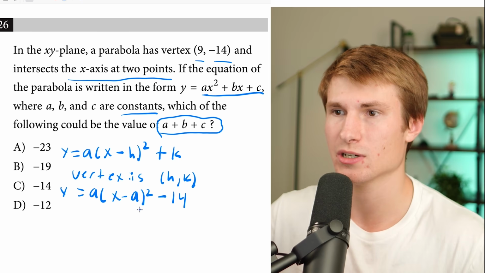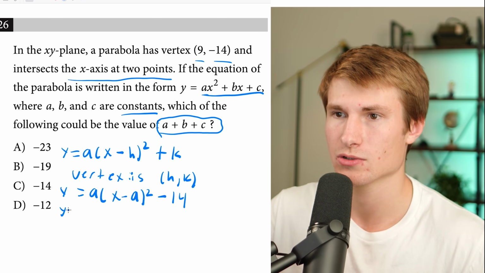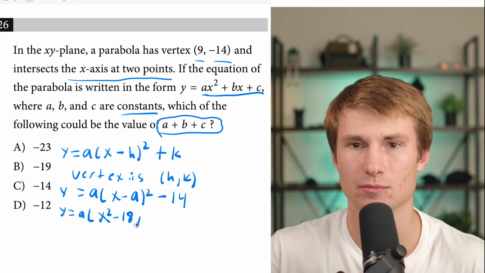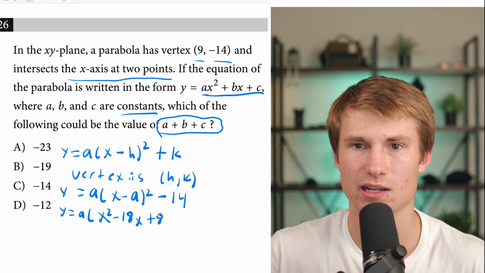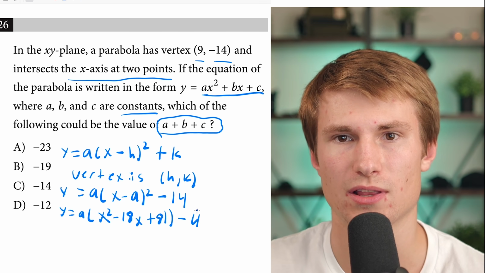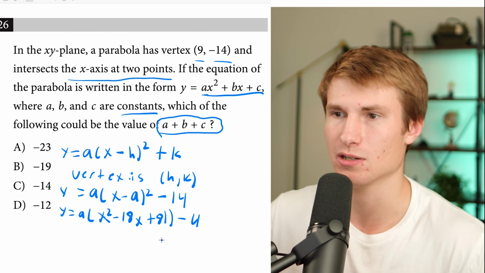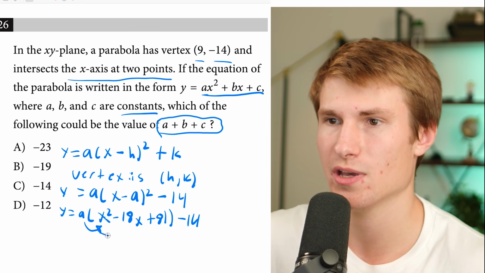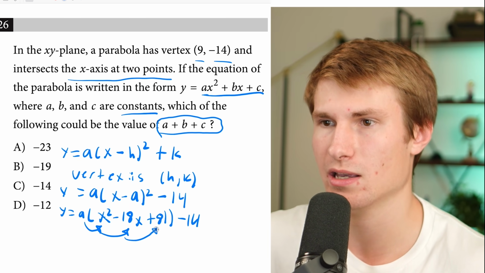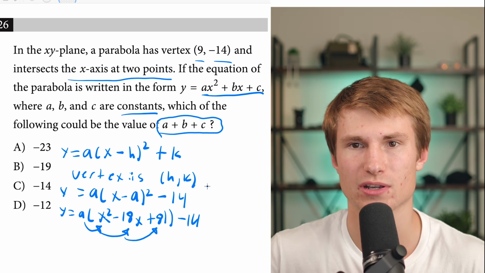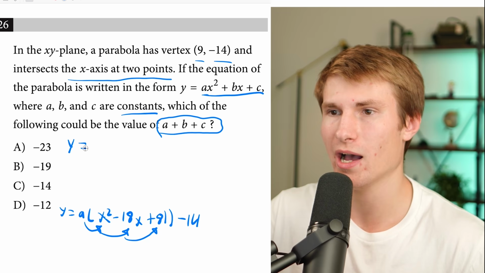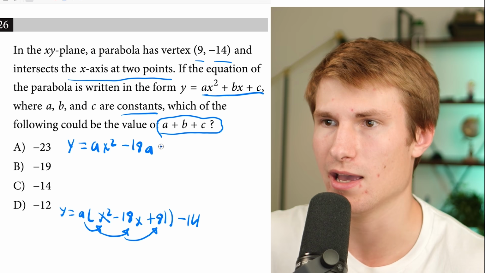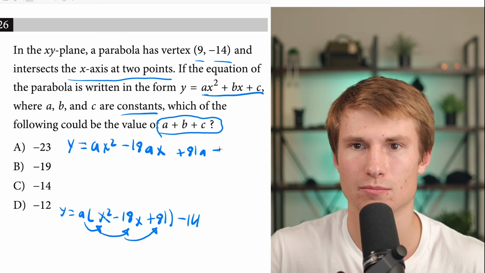So to do that, let's go ahead and expand this (x minus 9) squared. So we're going to get y is equal to a times (x squared minus 18x plus 81 minus 14). All right, so now from here, we need to distribute this a. So we've got to distribute the a to the x squared, to that negative 18x, and to that plus 81. So I'm going to go ahead and erase what we have here. So we're going to have y is equal to ax squared minus 18ax plus 81a minus 14.